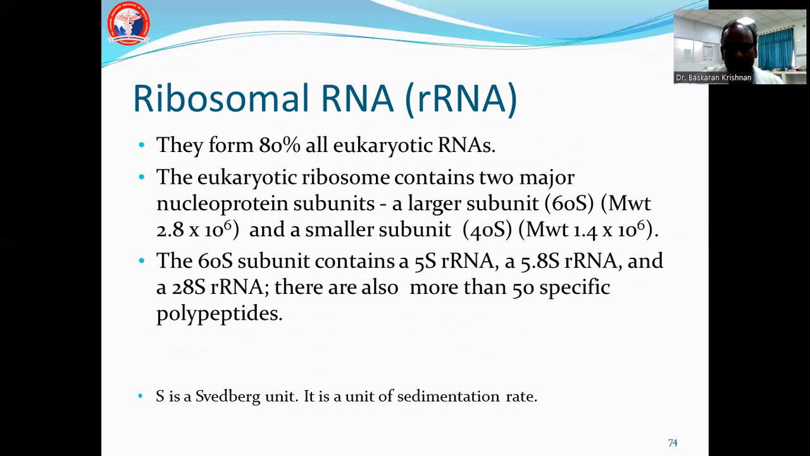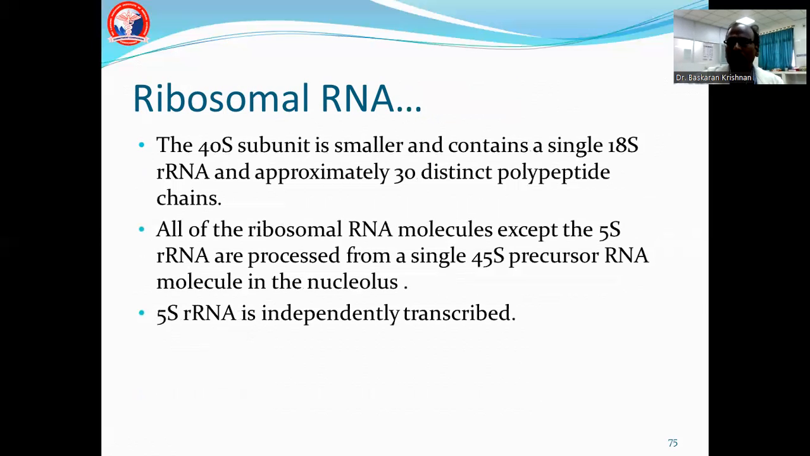The S stands for Svedberg units. It is a unit of sedimentation rate. The 40S subunit is smaller and contains a single 18S RNA and approximately 30 polypeptide chains. All of the ribosomal RNA molecules except the 5S RNA are processed from a single 45S precursor RNA molecule in the nucleus, while 5S RNA is independently transcribed.